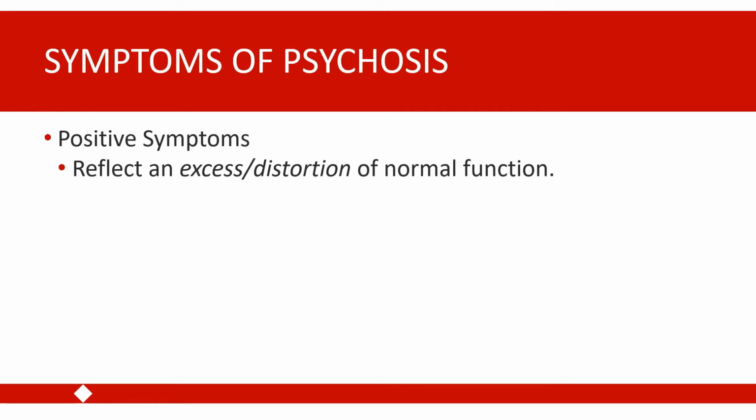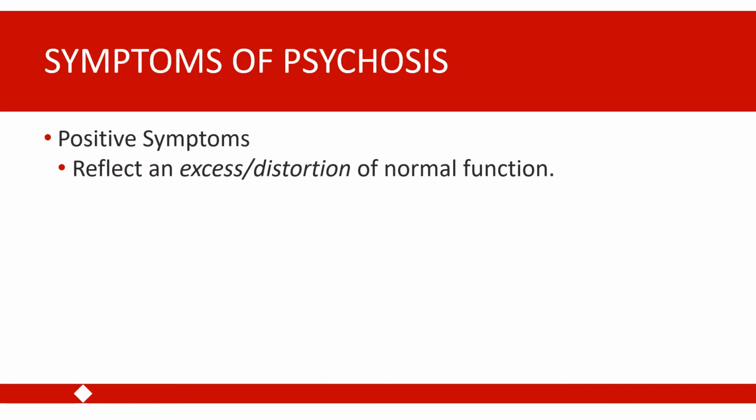We can divide our symptoms of psychosis into two broad categories. The first category are our positive symptoms, and these are positive in the sense that they reflect an excess or distortion of normal function. So they're not positive in terms of being perceived as good or helpful, but rather they are positive in terms of adding something on top of normal functioning. So we are either adding an excess of functioning, or we are taking functions that exist in a normative state and distorting those existing functions.